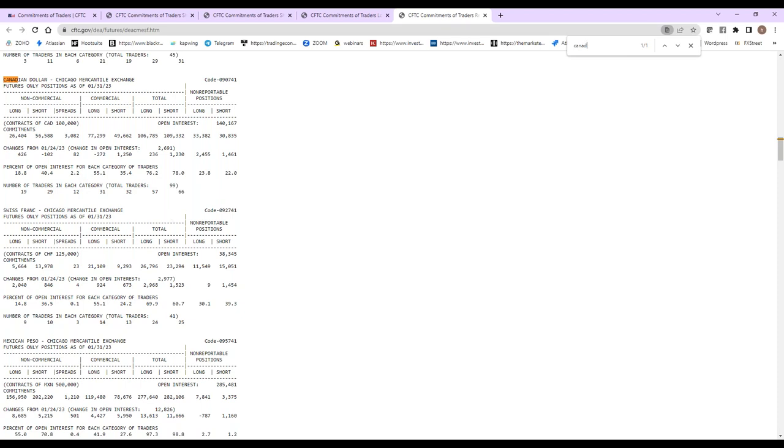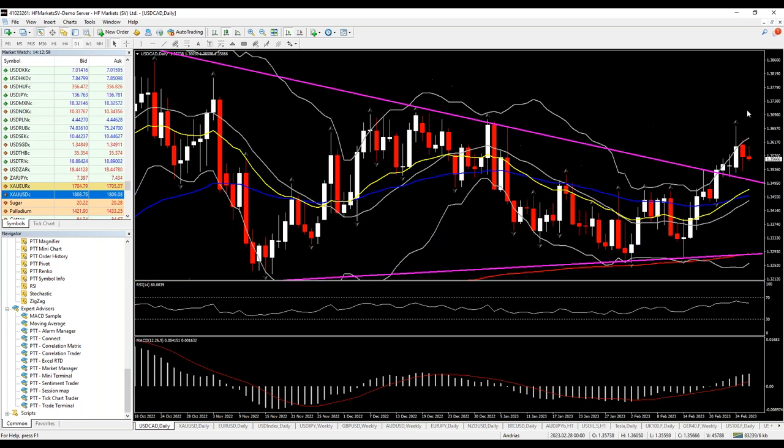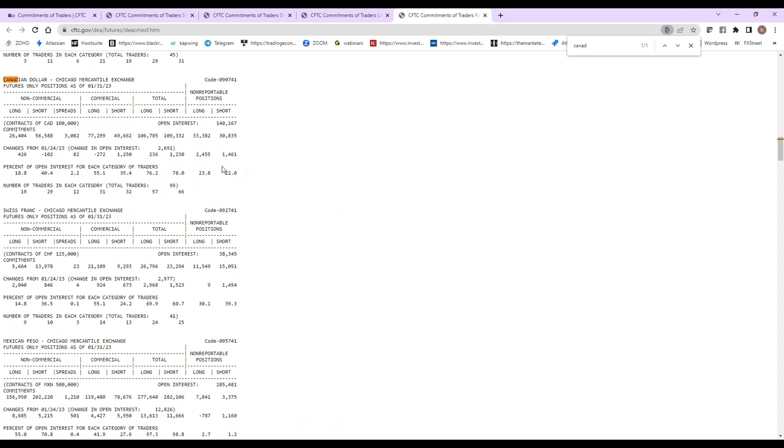In dollar CAD, what that means is that the Canadian dollar has seen some buying interest against the US dollar in the last 5 months, but in the last 2 weeks we are seeing that the Canadian dollar is losing some ground against the US dollar. This is what it means. Let's see what the legacy and the disaggregated reports have to say, what they are presenting.